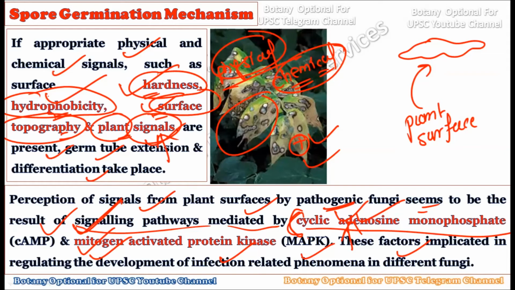So both the pathways are very important to be mentioned in the mains, because these pathways are responsible for the chemical signaling within the plant body and between the plant body and that of the spore or the germinating spore, or you can say the germ tube.